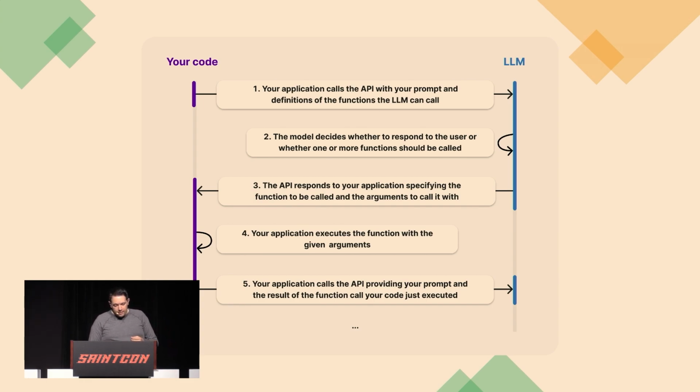Next, the model decides whether or not to respond to the user or whether one or more functions should be called. Then on your side of your code, the API will respond with the specific function and the arguments to be used within that function. Then on your side, that function just runs, and then once it runs, the output is then provided back to the LLM. So then the LLM basically pretends like it ran the function and it gives the answer back.